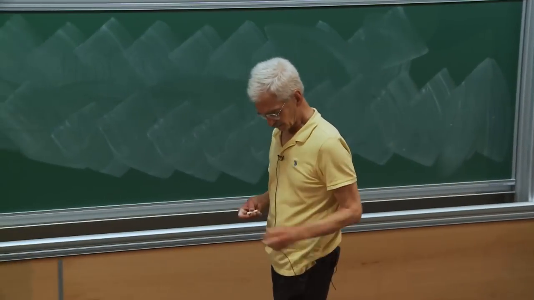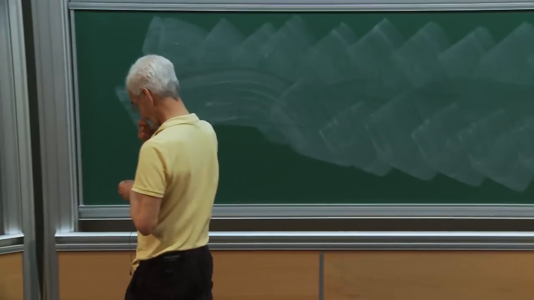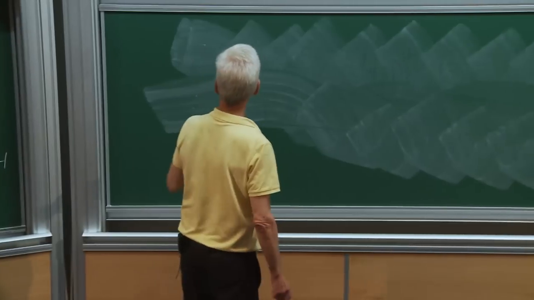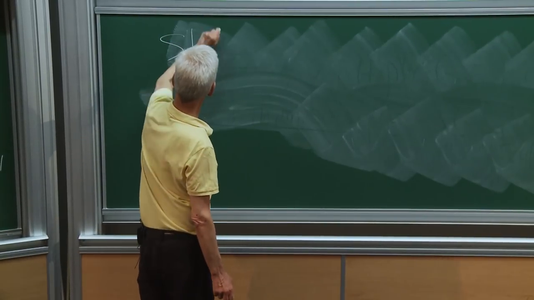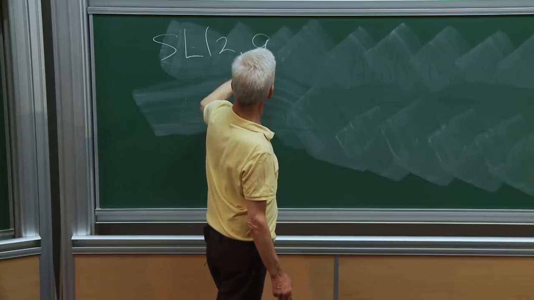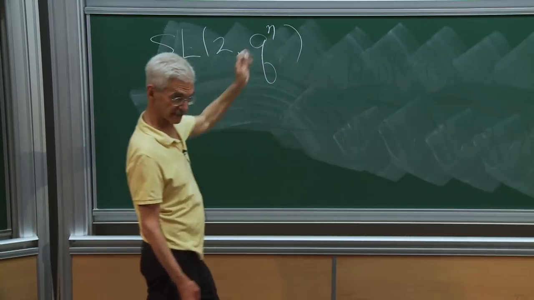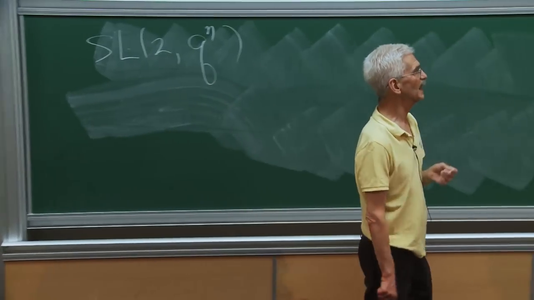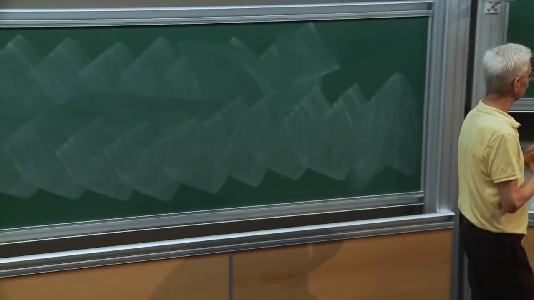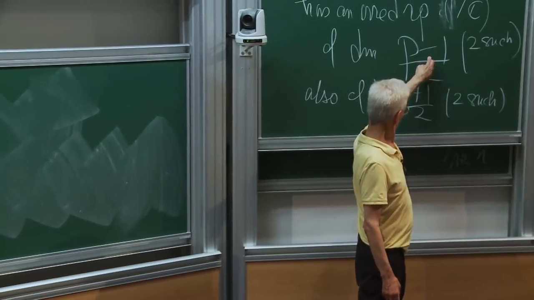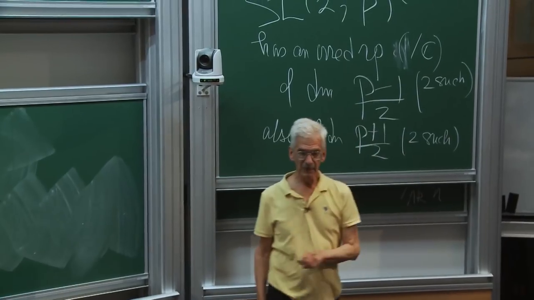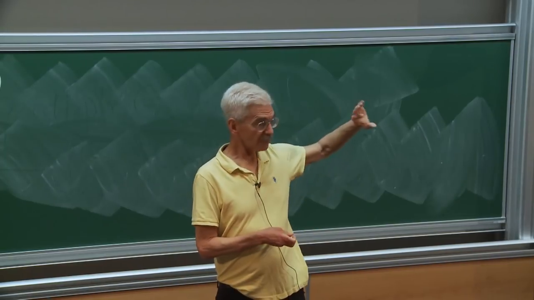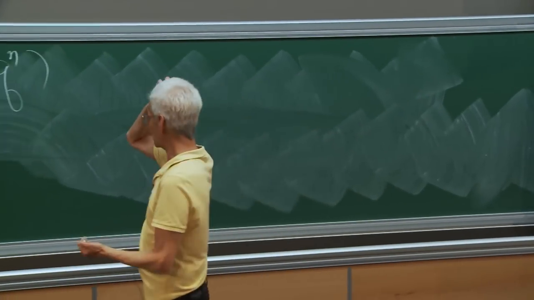Okay. So right, let me go back to the SL2, but let me write it with Qn. And instead of trying to write down candidates for one of these and one of these, I'm going to write down a reducible local system, which will be the direct sum of one of each. So let me write that down.